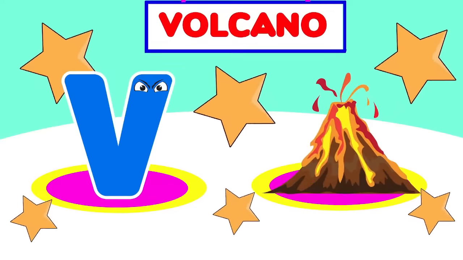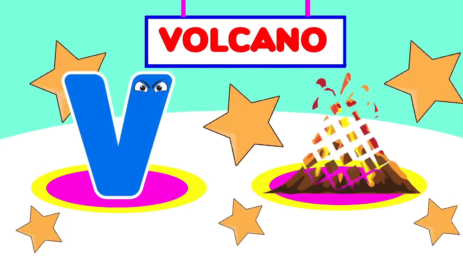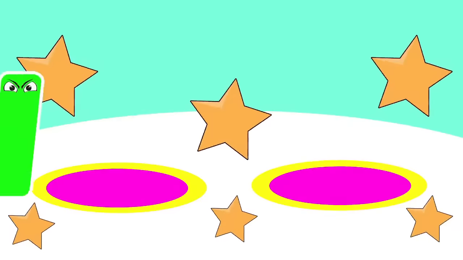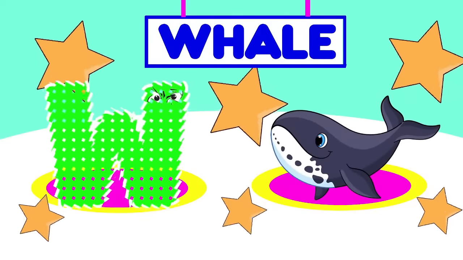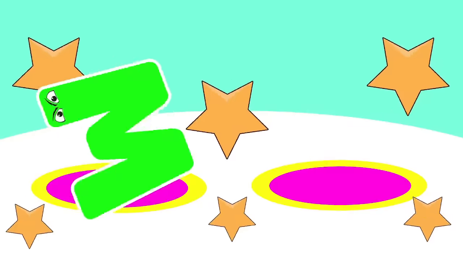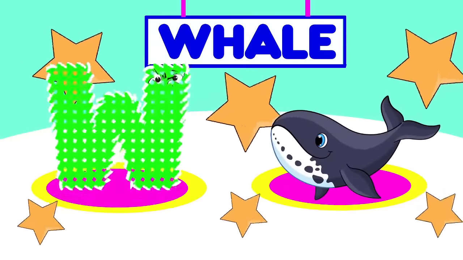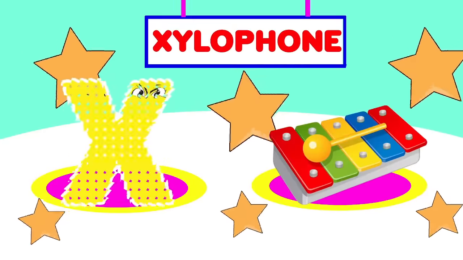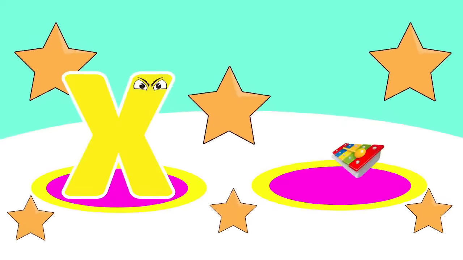V is for volcano, volcano. W is for whale, whale. X is for xylophone, xylophone.